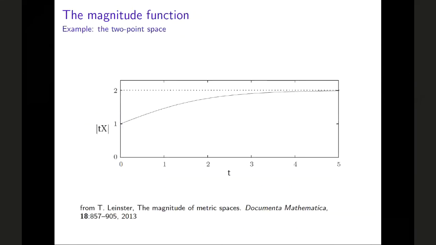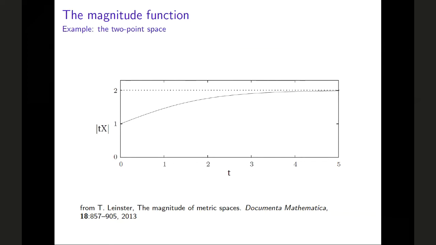The simplest example is, of course, the one-point space, and for that we have that the magnitude is 1. The next simplest example is the two-point space. And in this case, we have that as t increases, the magnitude function approaches 2, which is the number of points of the space. So already here we see that we could interpret this magnitude as giving us the effective number of points of the space, right? The more we increase t, the further the points are apart, and so we can think of this as telling us that this space looks more and more like a two-point space.